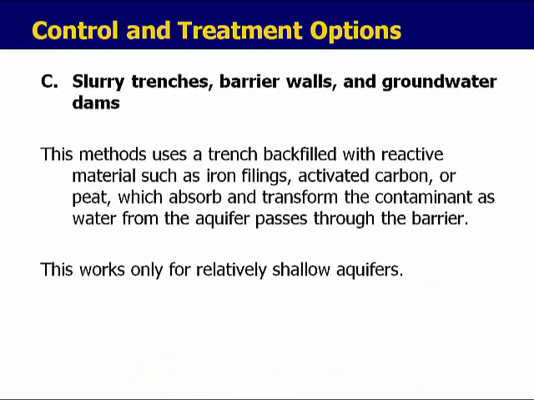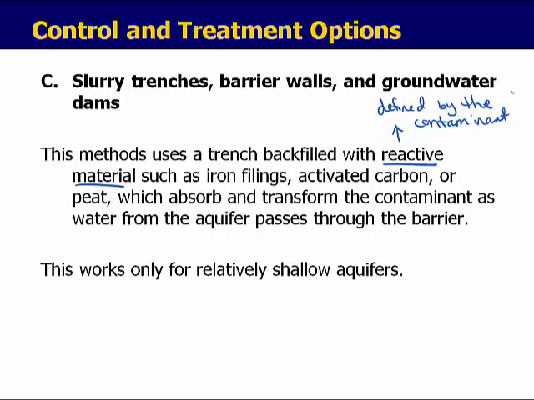A third option we'll discuss is the design and implementation of slurry trenches or barrier walls. They are also called groundwater dams. This method involves excavation and the placement of a trench that's backfilled with reactive material. The reactive material is going to be defined by the contaminant because it's designed to interact and remove the contaminant. So the properties of the contaminant will dictate the properties of the reactive material.